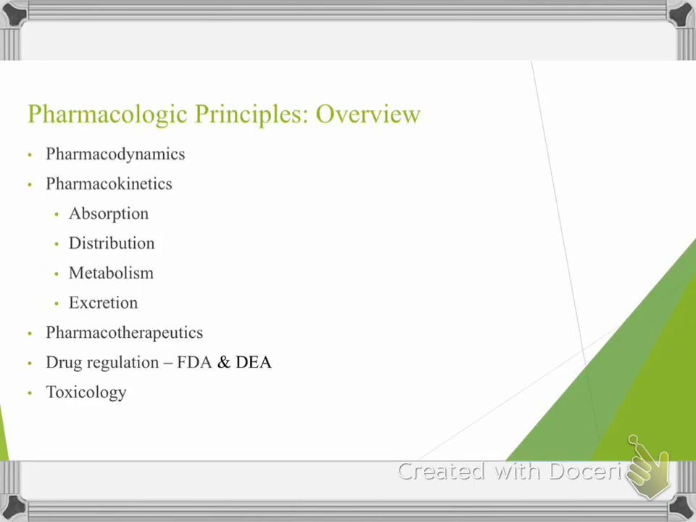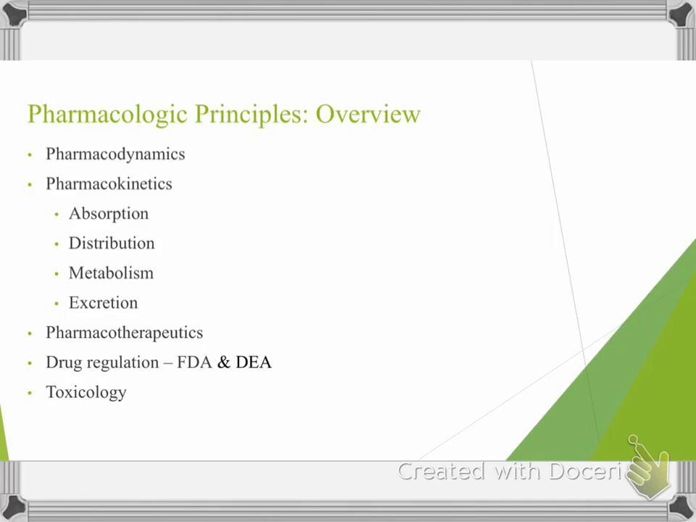So, pharmacological principles, this is an overview. Pharmacodynamics. This is what the drug does to the body. Pharmacokinetics. This is what the body does to the drug. For example, absorption, which is the transport of the medication from where it's administered to your blood. So getting it, if you ingest it, getting it to your blood. Distribution is transporting the medication from your blood to the site of action where it's going to have something happen.